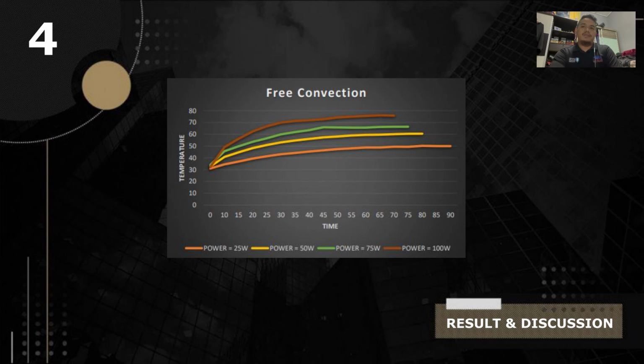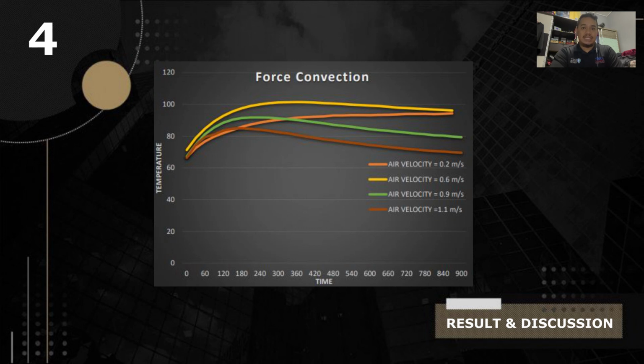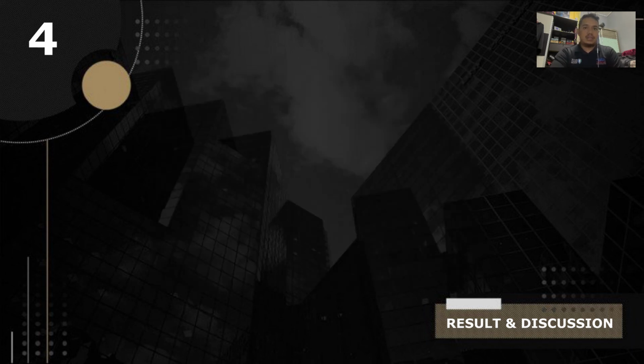But for the power of 25 watt, after 85 minutes and above, the temperature remains constant at 50 degrees Celsius. For the forced convection, the faster the air velocity, the lower the temperature reading. The larger the surface area, the higher the rate of heat convection that occurs. And this results in a higher convection rate, which is produced by the rod. The heat transfer of the convection depends on the movement of the fluid.